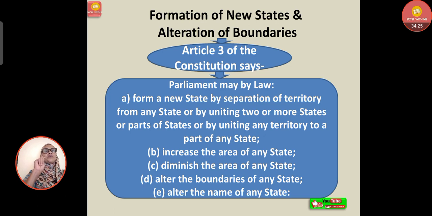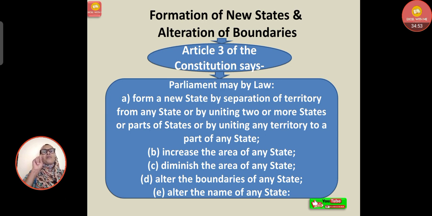The northernmost point of India lies in the state of Jammu and Kashmir, and it's known as Indira Col. India stretches here. We need not go in deep about the areas here. Now let's understand Article 3 of the constitution, what does it say regarding this formation of new states and alteration of boundaries? Let's understand here. Parliament may by law.